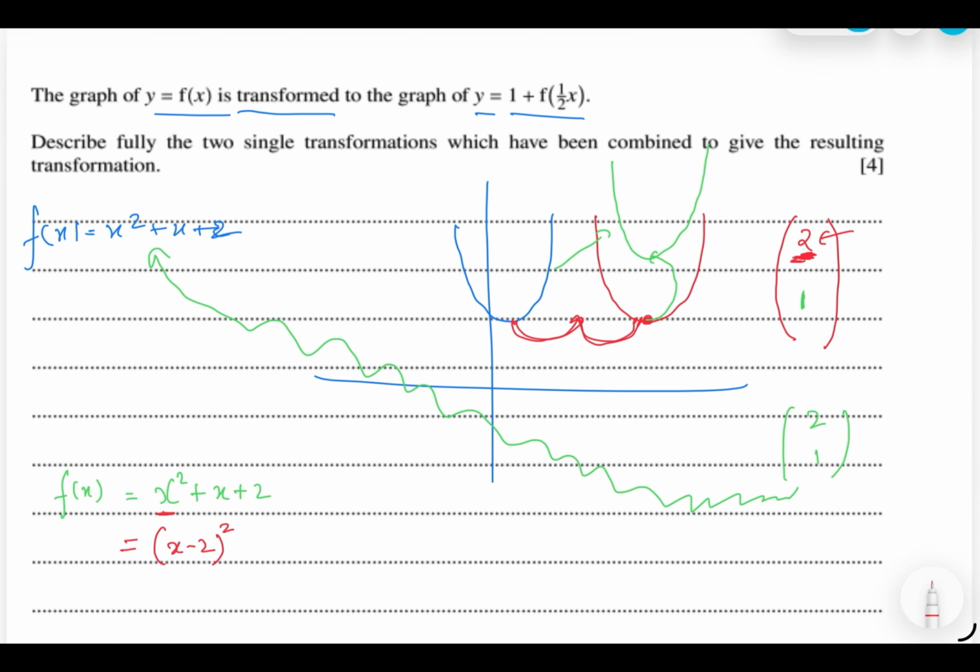This is the common error which most of the students make. Plus, instead of x, I will write x minus 2. All right? Plus 2. Now see the vertical thing.